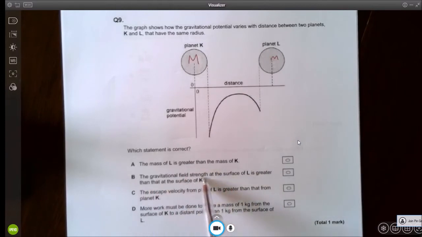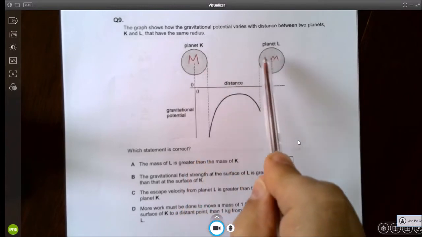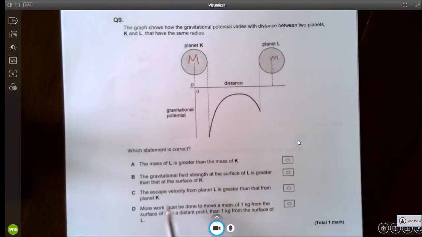The gravitational field strength at the surface of L is greater than the surface of K. So this is the field strength, not the potential. So again, this goes back to the first one. If you know this one's got more mass, then the gravitational field strength at the surface will be more on this one. So that's not true.